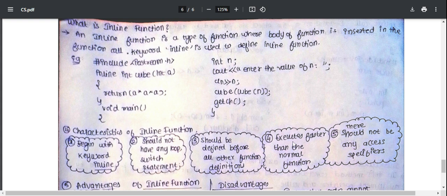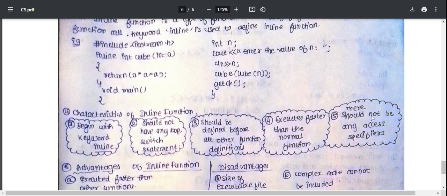Next we have the fourth one, executes faster than normal functions. That teacher may get angry faster than the other teachers. This is not always the case, but sometimes. Next, there should not be any access specifiers. This is a point where you won't easily get the full marks when they correct or check your papers. So they won't be very lenient with your papers either.